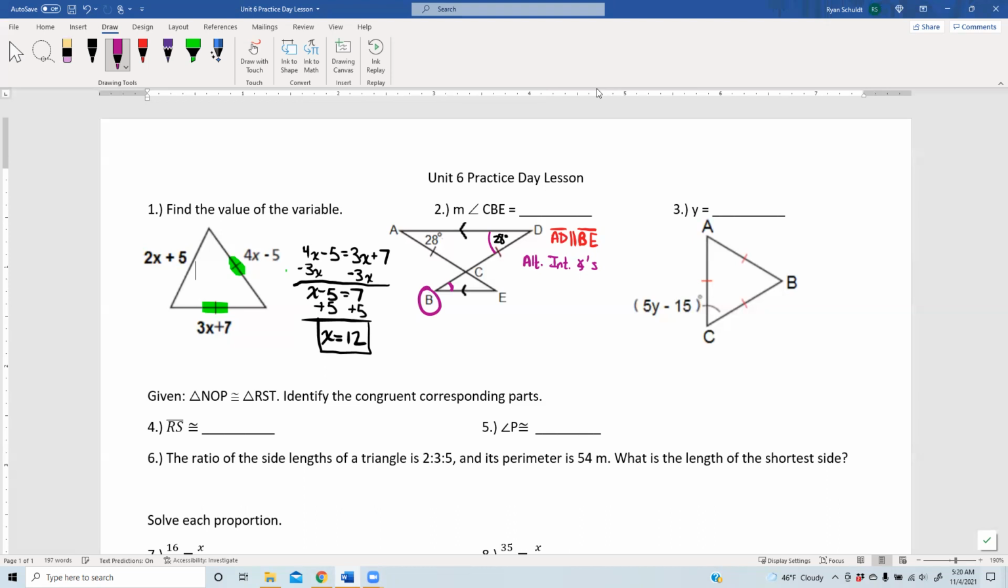So B has to be 28 degrees. And that's the angle they wanted us to find. Angle CBE. So our angle is 28 degrees.